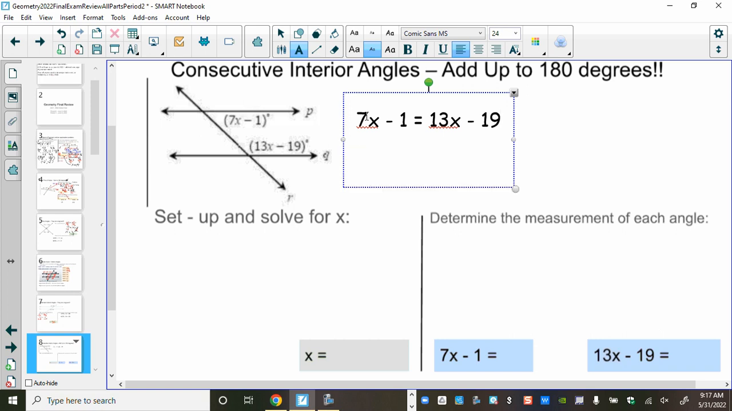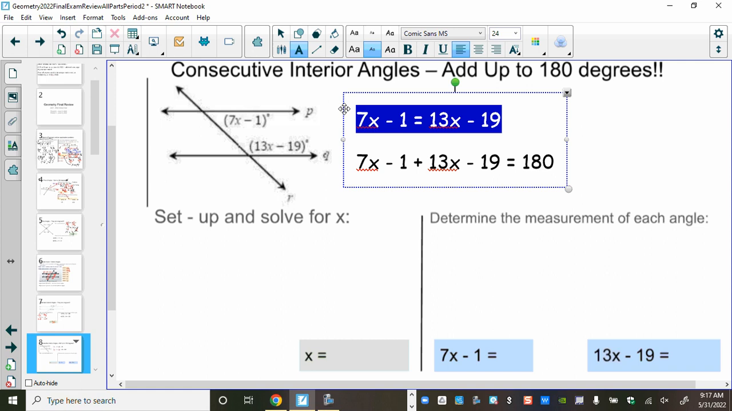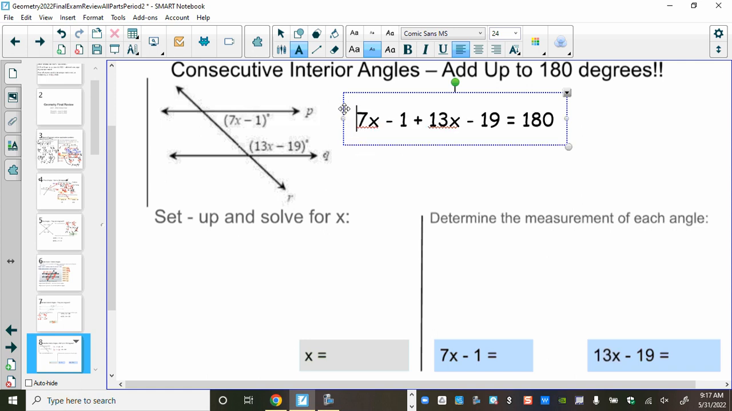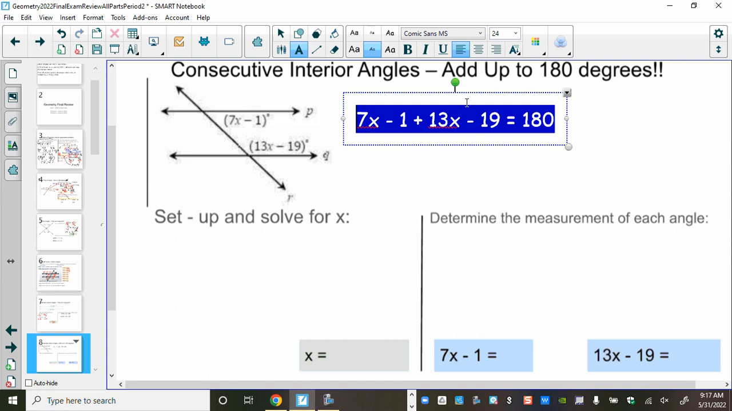Or is my setup going to be the other one? So which is it? First or second? Top or bottom? Somebody give me a pick. It's going to be the bottom. Add up to 180. Here's your setup.